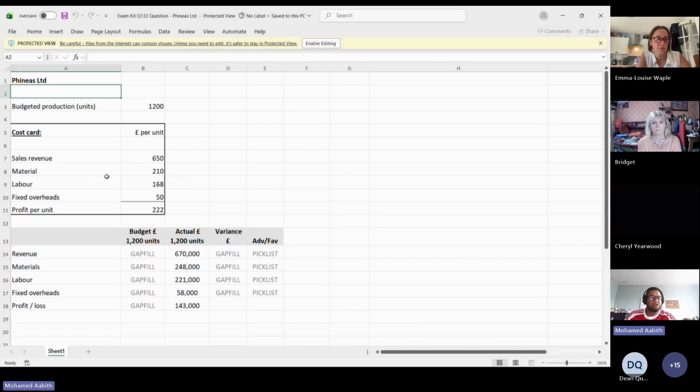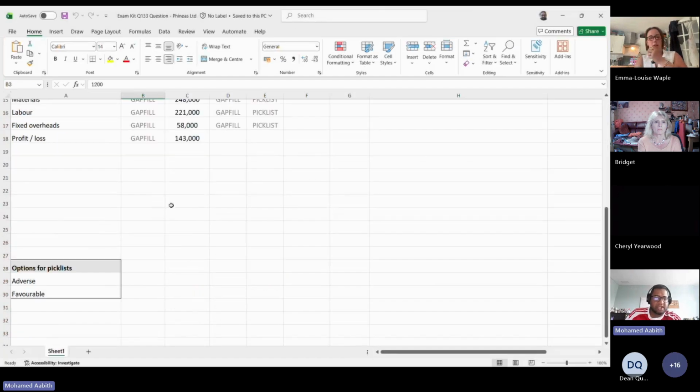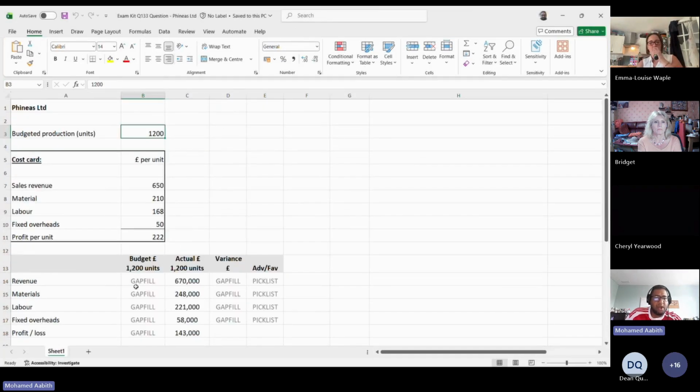Here, you have got a cost card now. They ask you to enter these numbers in this cost card, and then you have to select the variance, and then you have to say it is adverse or favorable. So the budgeted number we have here is 1,200 units. So I need to make sure I fill all of these gaps. So how would I do it?